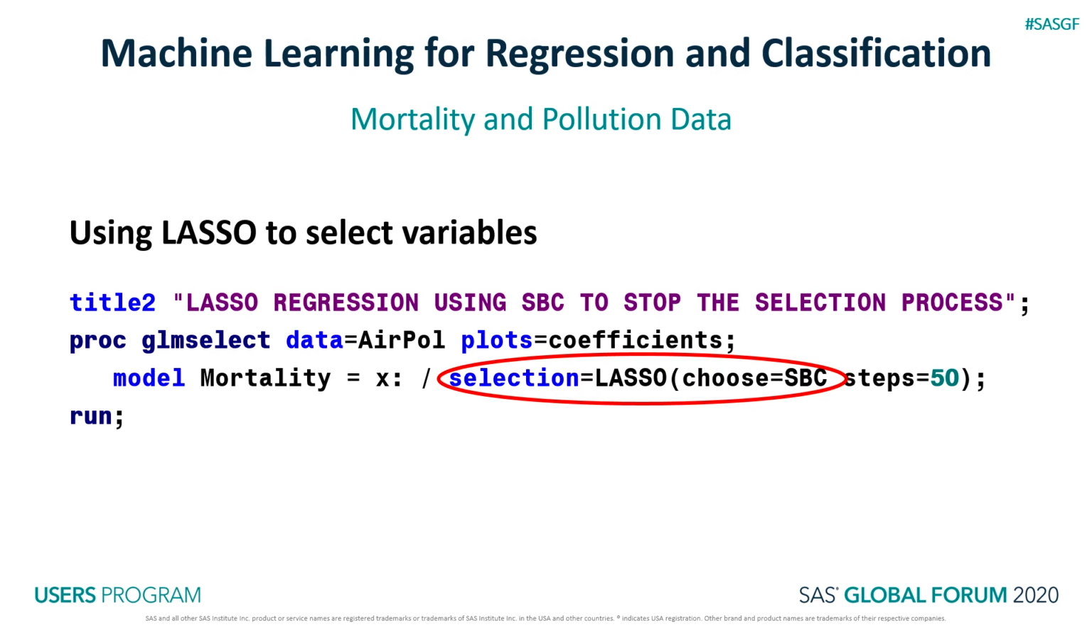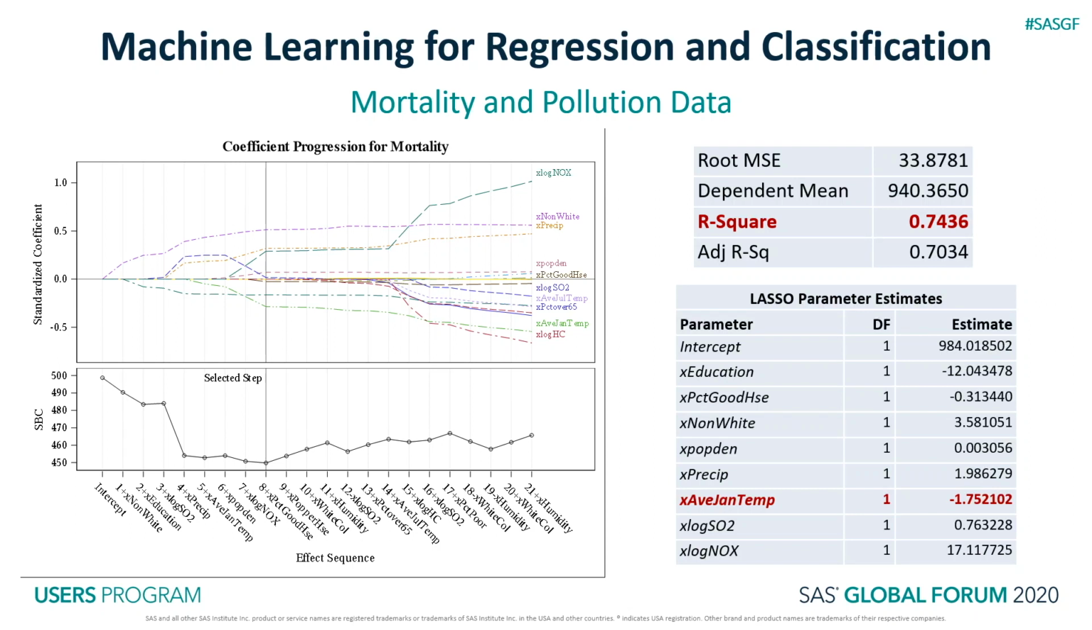I'm using PROC GLMSELECT again. Selection is LASSO, and I'm going to use Schwarz's Bayesian criterion once more as a stopping criterion. And this is the output that I get. The number of variables selected by the LASSO using the SBC criterion is 8. And that includes a mixture of variables such as non-white, the percentage of non-white people in the districts, and population density, with nitrous oxide and log of sulfur dioxide, and then some weather variables, precipitation, and the average temperature in January.